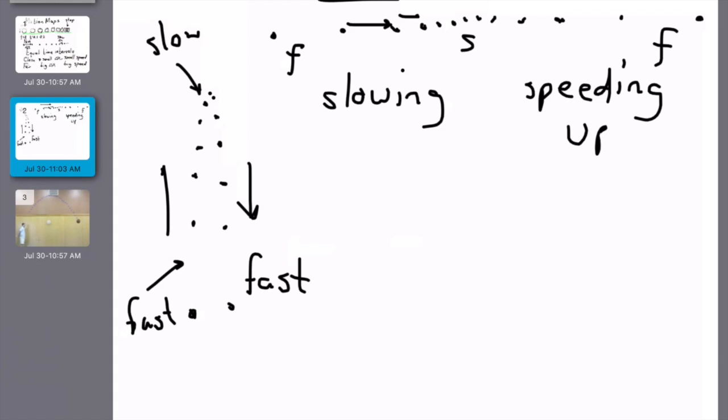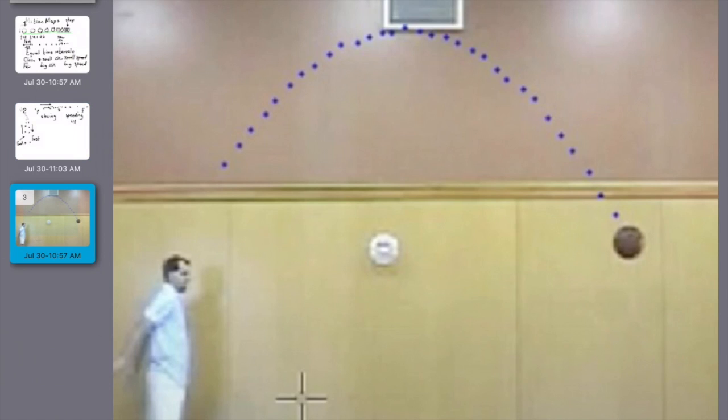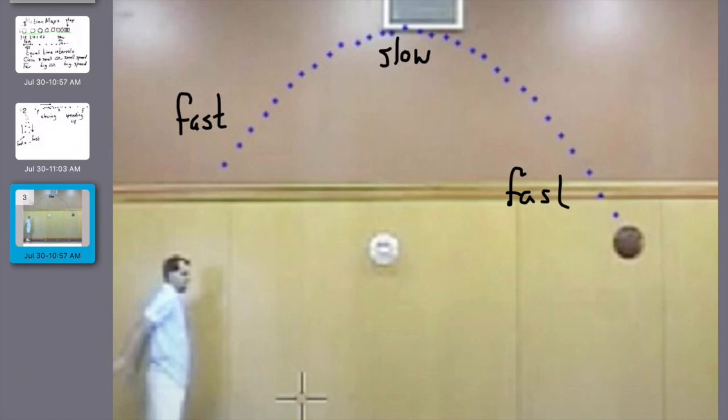So now let's look at, here's somebody shooting a basket, and it's in 2 dimensions. If you look at this, you can see here, faster, then up at the top, slower, faster. And this was done in Logger Pro. I'm not going to show you the graphs. I'll show you what they end up looking like.